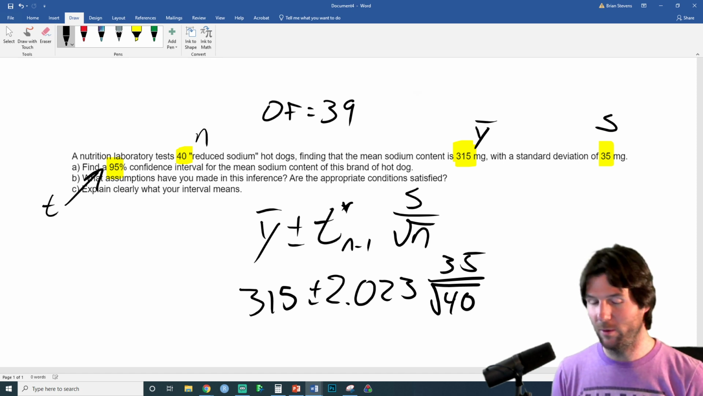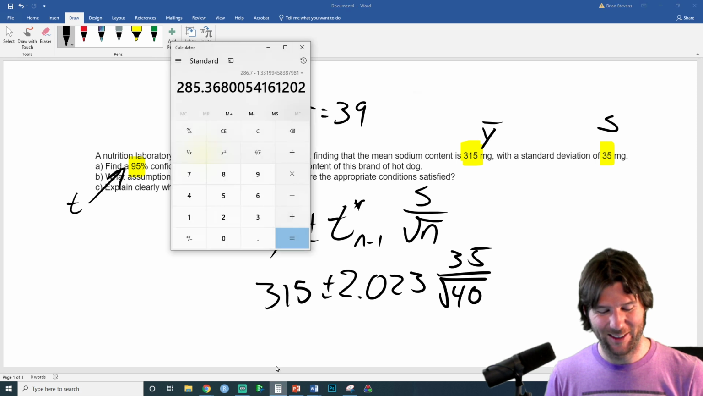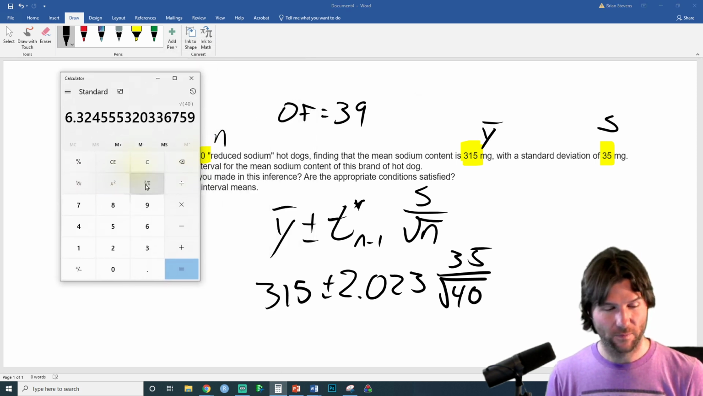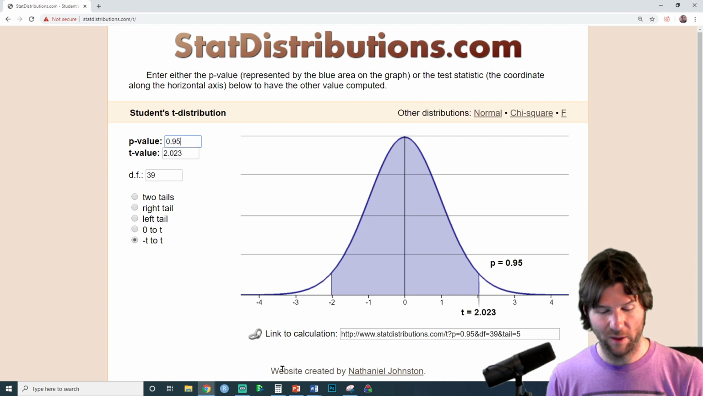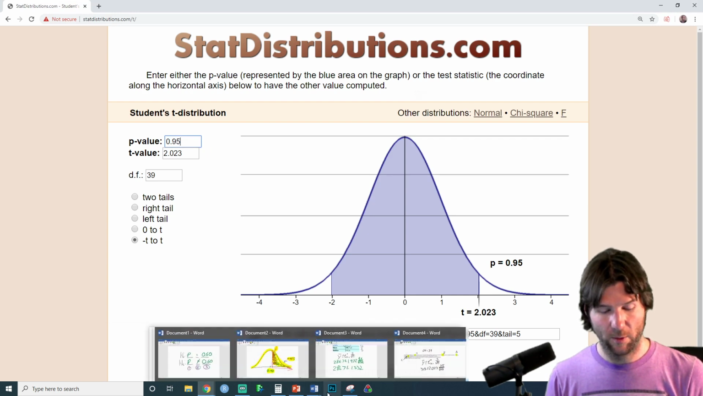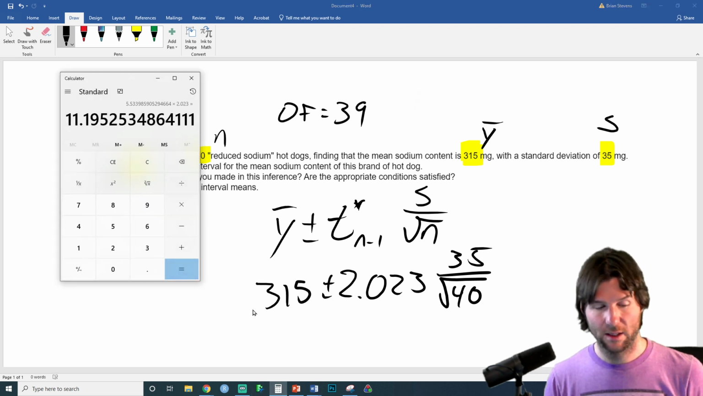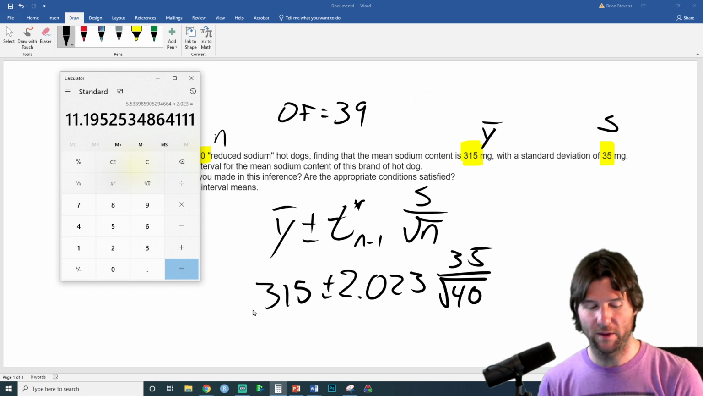As long as we do our math right, we should be good. That's always what we hope. So let's start doing the math. The square root of 40, there's that. 35 divided by that should be a little less than 6. Yeah, good. We times that by 2.023. We're going to double check and make sure we got the right number. 2.023, there it is. And we're going to take the number we just got, 11, and that's going to round to 11.2, which we should be good on all the rounding of that.